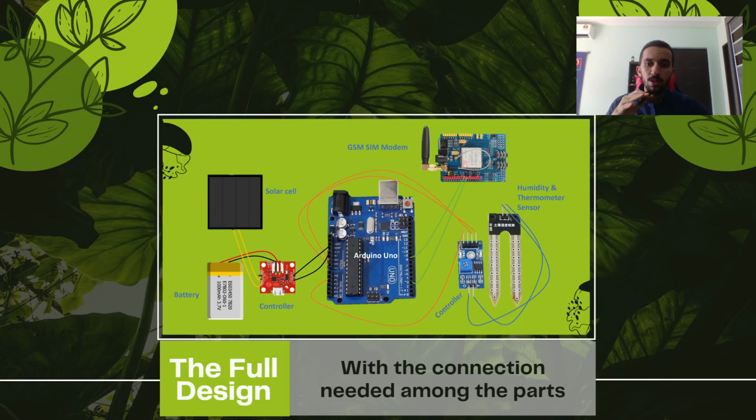Moving to the full design, as you can see here, we have the Arduino Uno controller, the sensor, the modem, the solar cell, and how all of them are connected together. On the left side of the screen we have the battery, the controller, and the solar cell. All of them are connected together and then to the Arduino. For the modem itself, we can see that there is a modem and an antenna which is connected immediately to the Arduino.